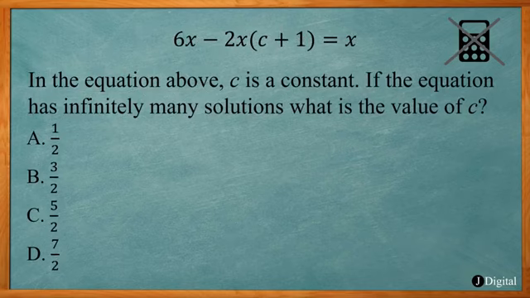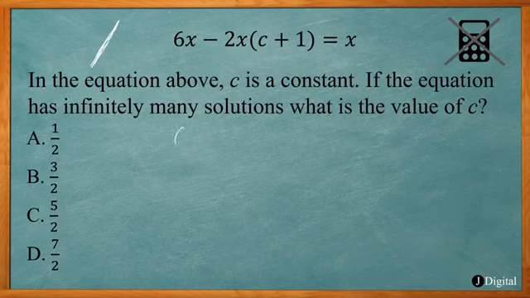Alright, in this example SAT problem, it says in the equation above, c is a constant. If the equation has infinitely many solutions, what is the value of c? Alright, so we have infinite number of solutions. We have two lines, but they're exactly the same right on top of each other. So they meet at every point of that line.